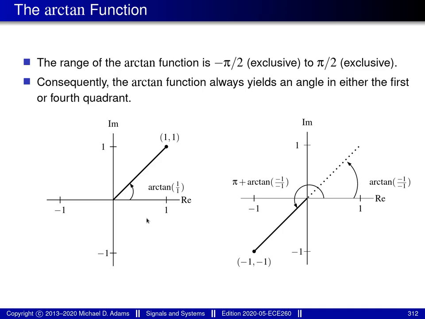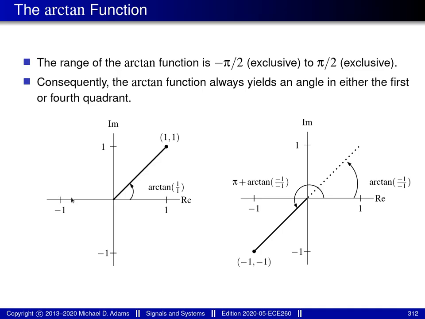So the arctan function always gives you an angle which corresponds to either this quadrant here or this quadrant here. You can never get angles which correspond to this quadrant here, quadrant 2, or this quadrant here, quadrant 3. So you should keep this in mind when you're using the arctan to compute the argument of a complex number. It can never give you the right answer if the complex number lies in one of these two quadrants to the left here, because you know it can't give you an angle over here.